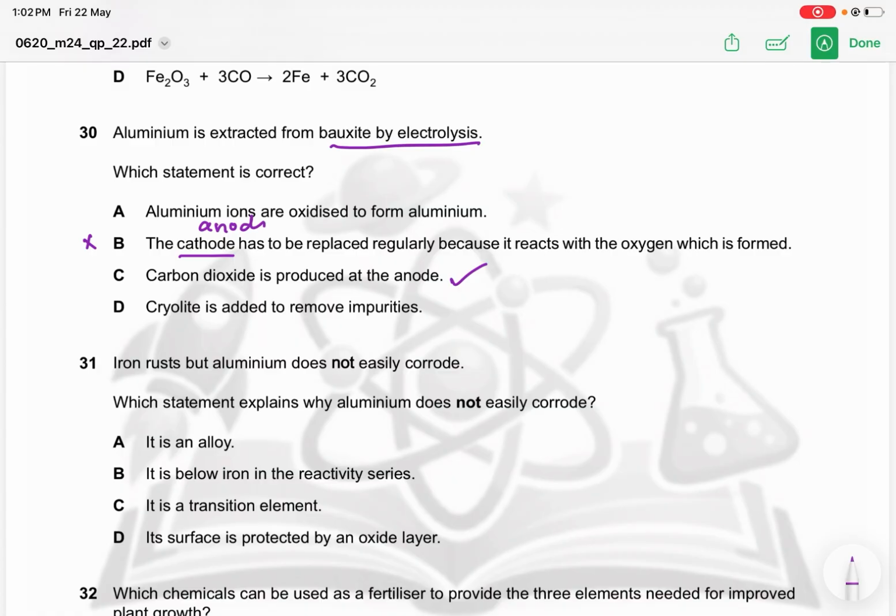So due to high temperature, the carbon anodes react with oxygen to form carbon dioxide. Cryolite is added to remove impurities. No, cryolite is not added to remove impurities. It is actually added to lower the operating temperature. So C is the correct answer here.